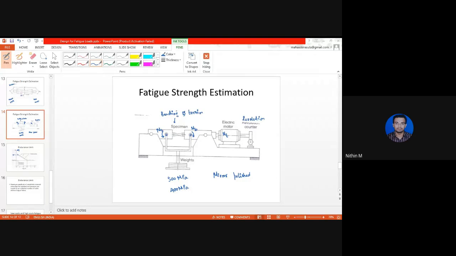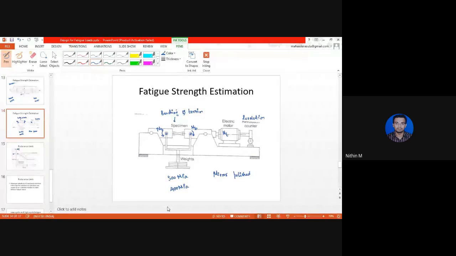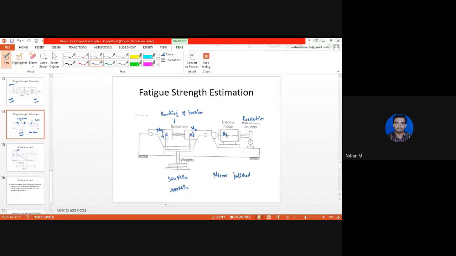In this case, will the component fail sooner, or will it take more time to fail? I want someone to respond. Just make it quick. Will the component fail at 10 to the power of 3 cycles itself, or will it take more number of cycles to fail? Can someone answer, Sagar?